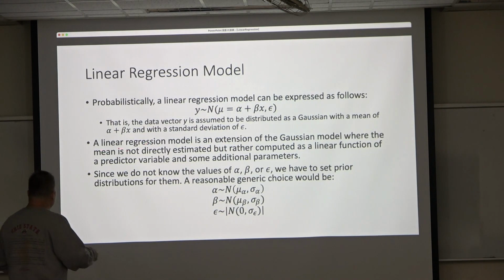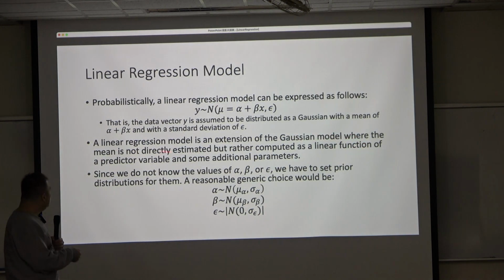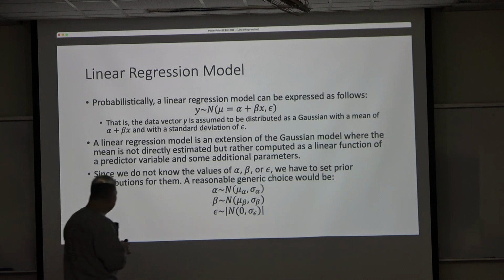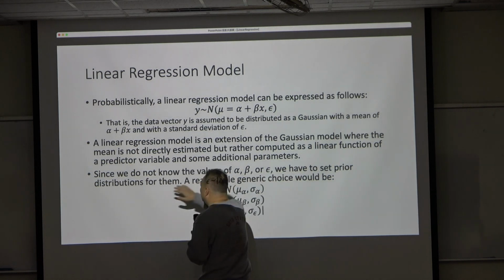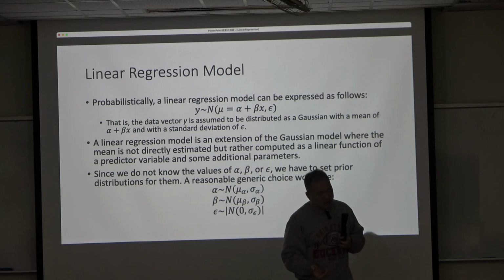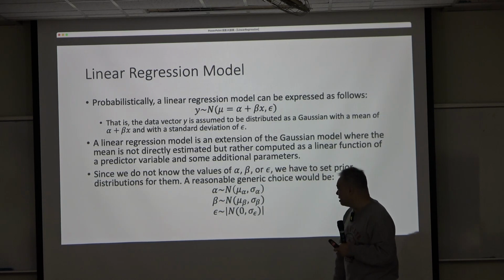So the linear regression model is an extension of a Gaussian model, where the mean is not directly estimated but rather computed as a linear function of a predictor variable and some additional parameters. We do not know the values of alpha, beta, epsilon, so not only epsilon but also alpha and beta. So we need to set prior distributions for all of them. Remember, anything you do not know the value of, you set a prior on it.